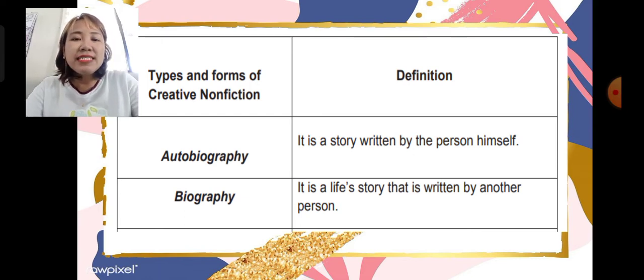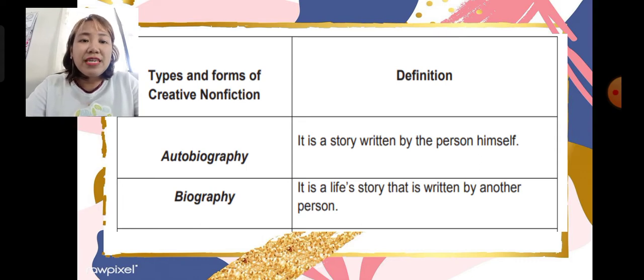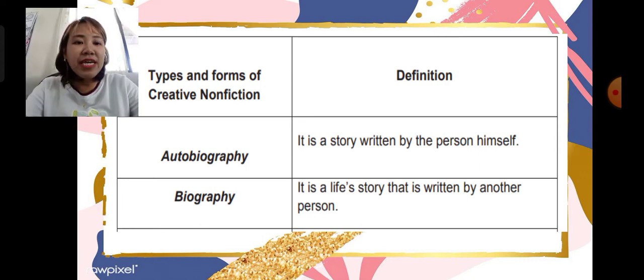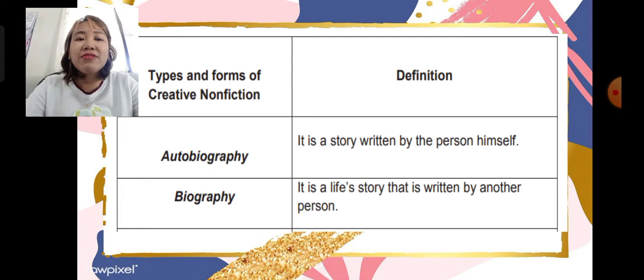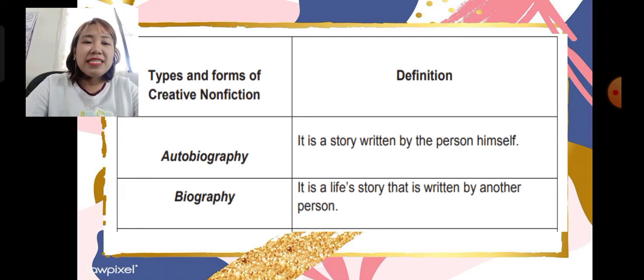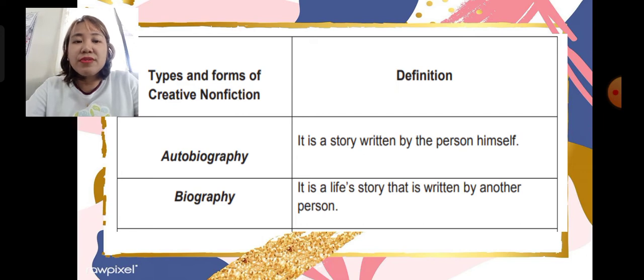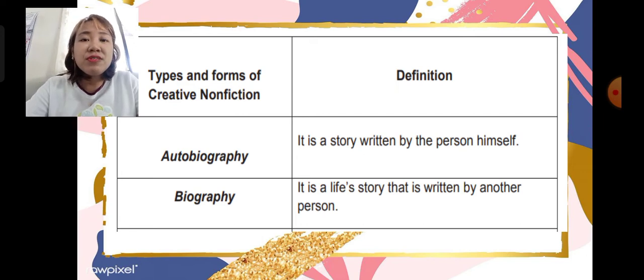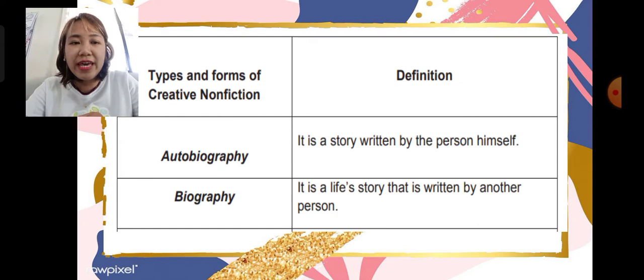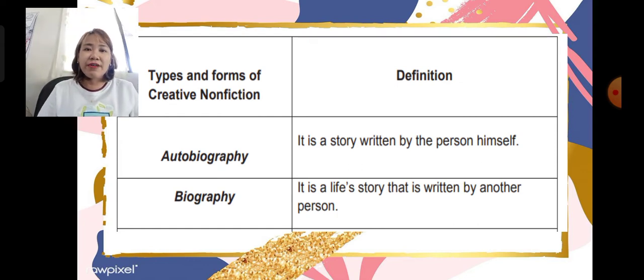So, next po is the biography. So, it is a life story that is written by another person. So, it is a life story, buhay. Pero, ito ay sinulat ng ibang tao. For example, may ibang tao na gumawa ng iyong biography. So, ibang tao yung gumawa para sa'yo. Okay? Ang tawag doon is biography.